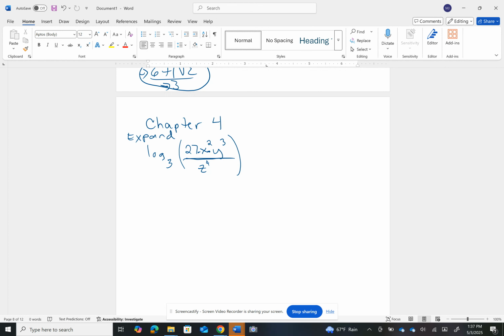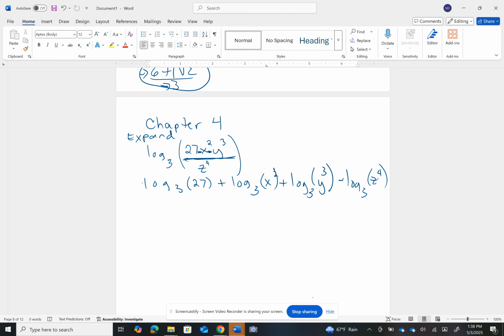Let me see how they worded it on here. Expand the logarithm as much as possible. So what we would do is, if we have multiplication between things, then we know we can change it into the sum of the log base 3 of 27 plus log base 3 of x squared plus log base 3 of y to the third. And then because it's division, we would do minus log base 3 of z to the fourth.